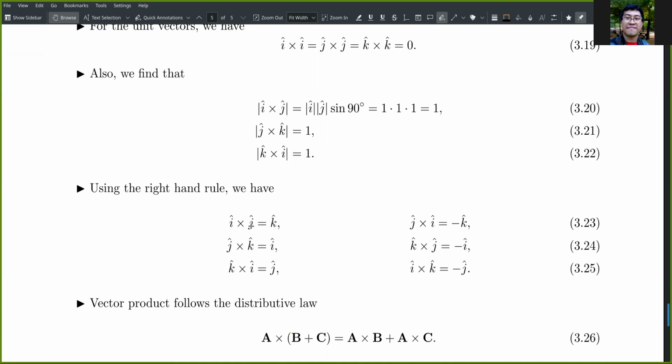Let's say I cross J would be K. J cross I would be negative K. J cross K is I. K cross J is minus I. K cross I is J. I cross J is minus I.